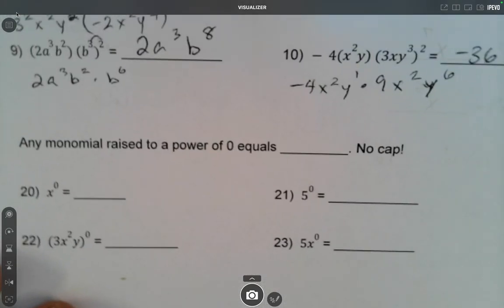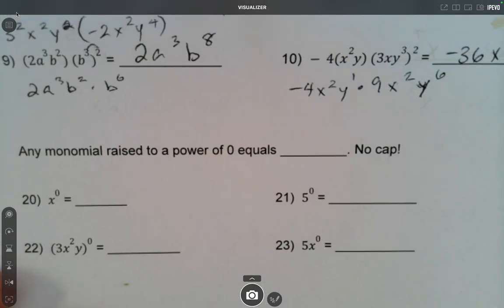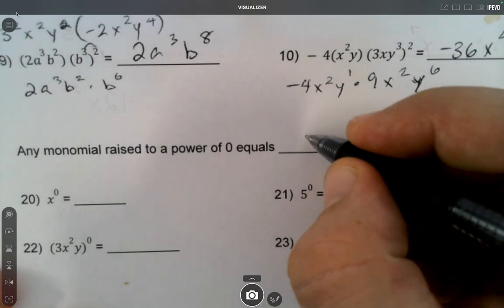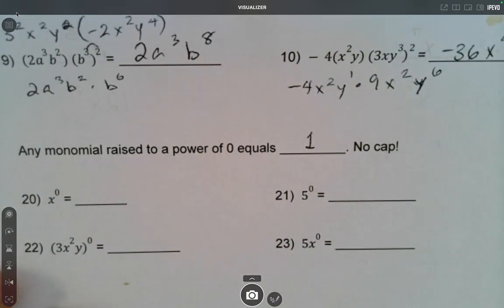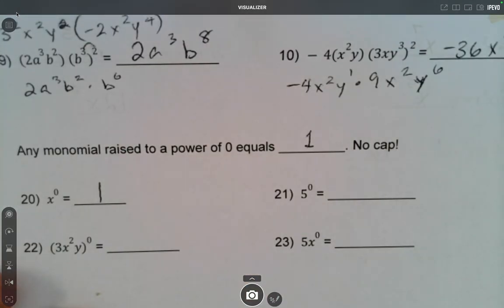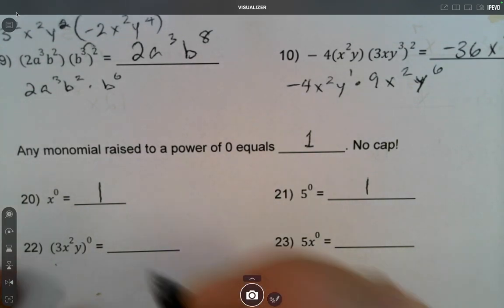Okay, last one. Any monomial raised to a power of 0 equals 1. Anything, no matter how big or small the number, or if it's a variable, anything raised to the 0 power equals 1. So x to the 0 power, it's 1. 5 to the 0 power, it's 1. 3x squared times y, all raised to the 0 power, it's 1.